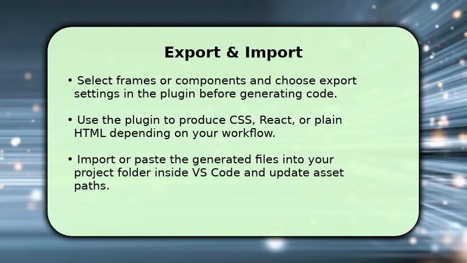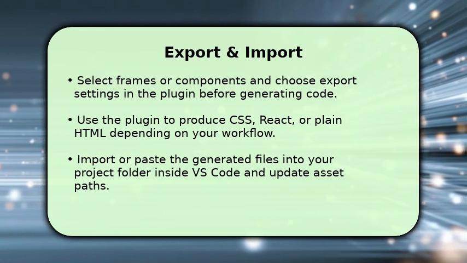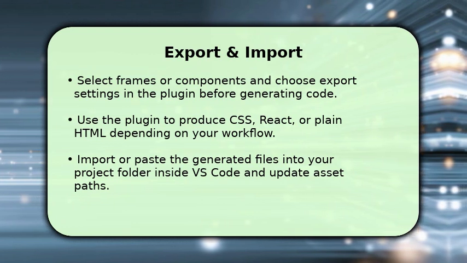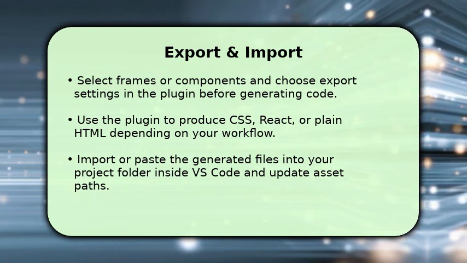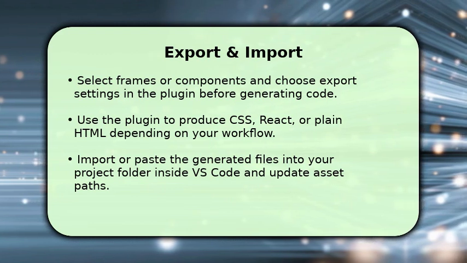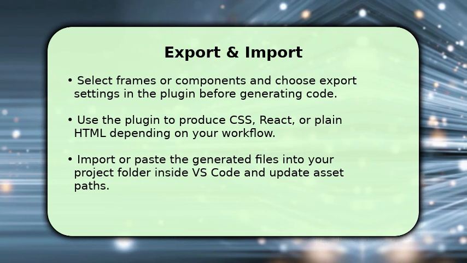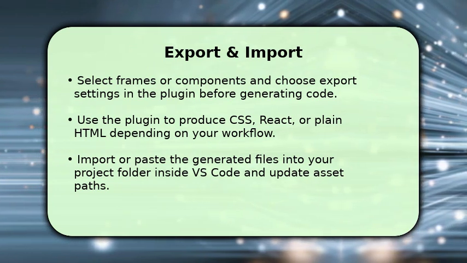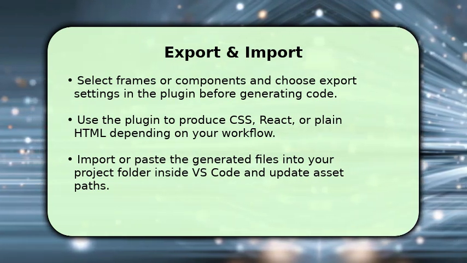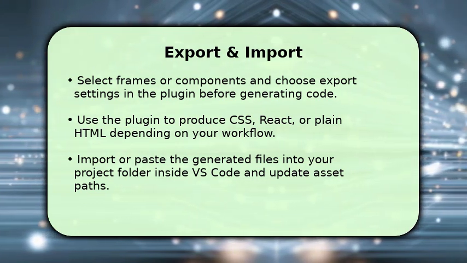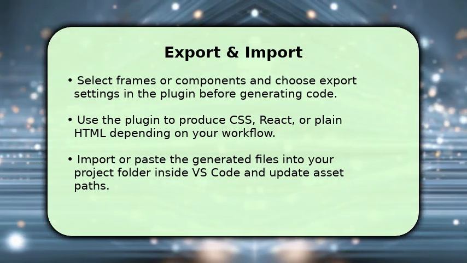With the plugin open, select the components or frames you want and pick export settings like SVG, PNG, or code format. Generate the code snippets or asset package, then switch to VS Code and place files into your project structure. Update asset paths and run the project to confirm visuals match and tweak styles if spacing differs. I'll show how to handle common mismatches and keep your design tokens consistent across files.